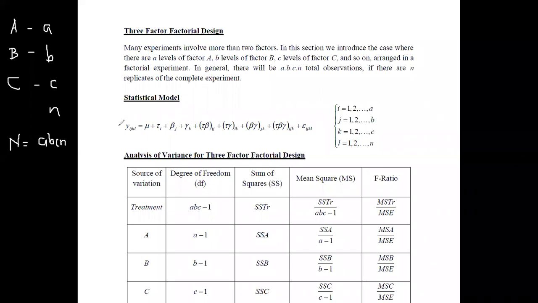Here you can see the statistical model for this three-factor factorial design. It is y_ijkl equals mu plus tau_i plus beta_j plus gamma_k, plus the tau-beta interaction (ij), the tau-gamma interaction, the beta-gamma interaction, and the tau-beta-gamma interaction.